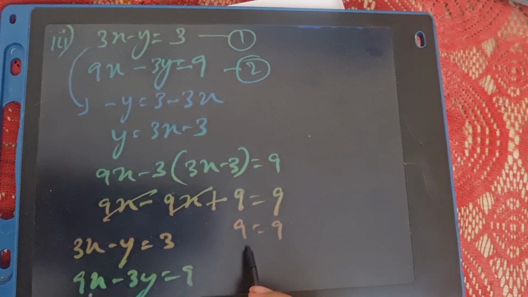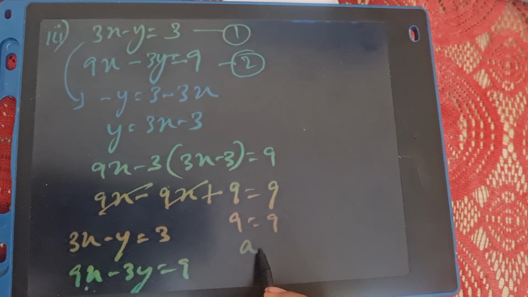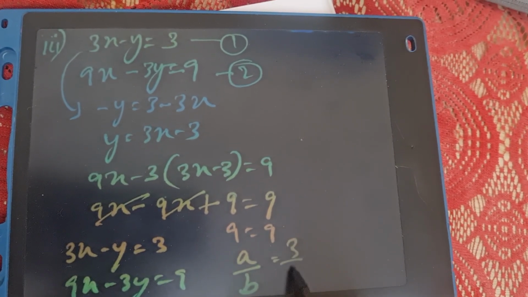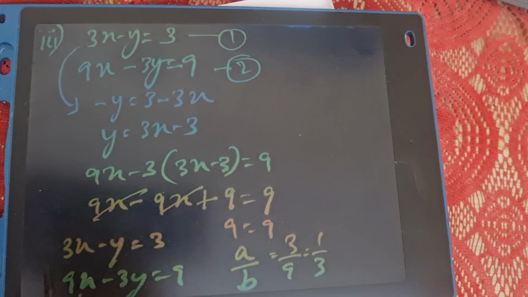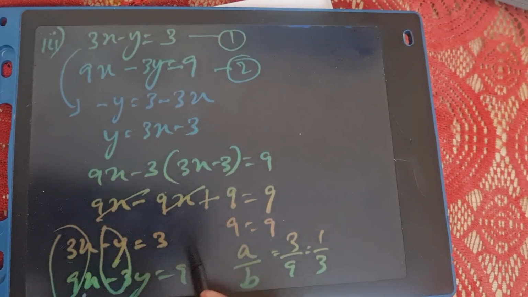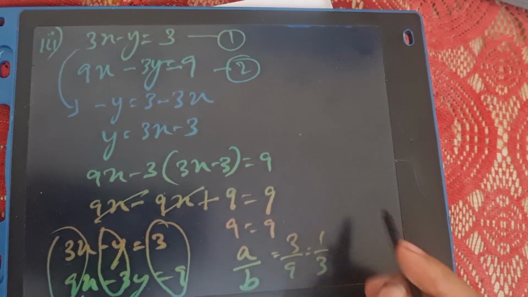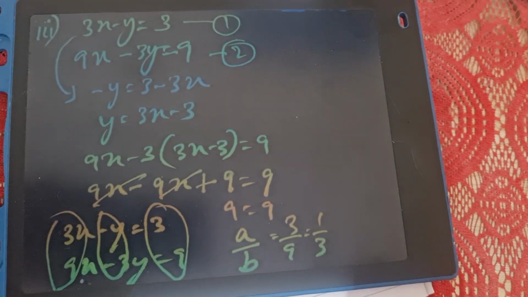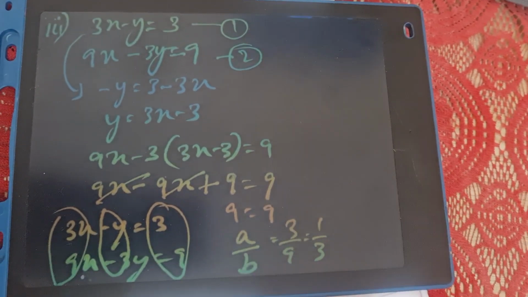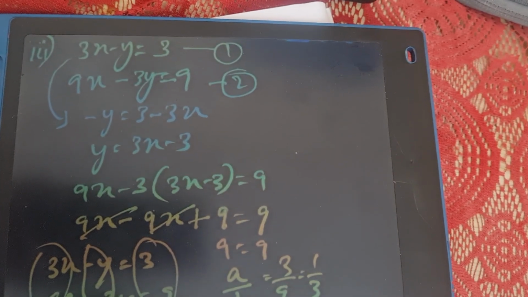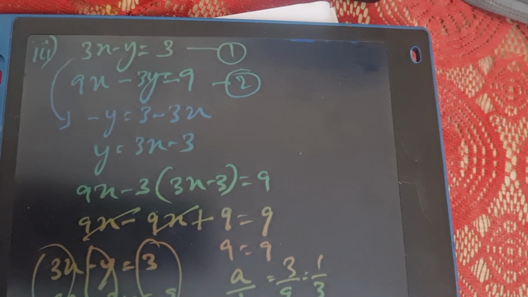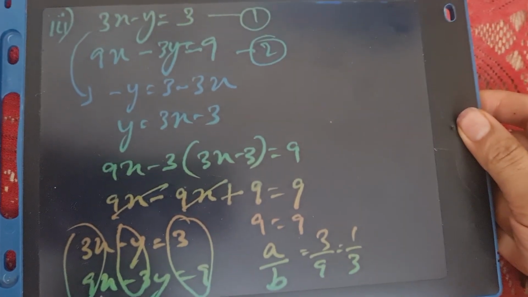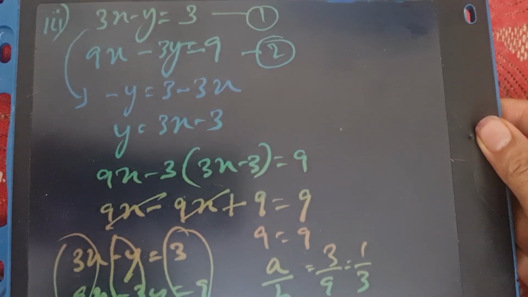So here the ratios of coefficients: a by b, 3 by 9 is 1 by 3, here 1 by 3 and 1 by 3. So the ratios of all three coefficients are same, and hence these two equations will have infinite values. These are two coincident lines. So these two equations have infinite values.